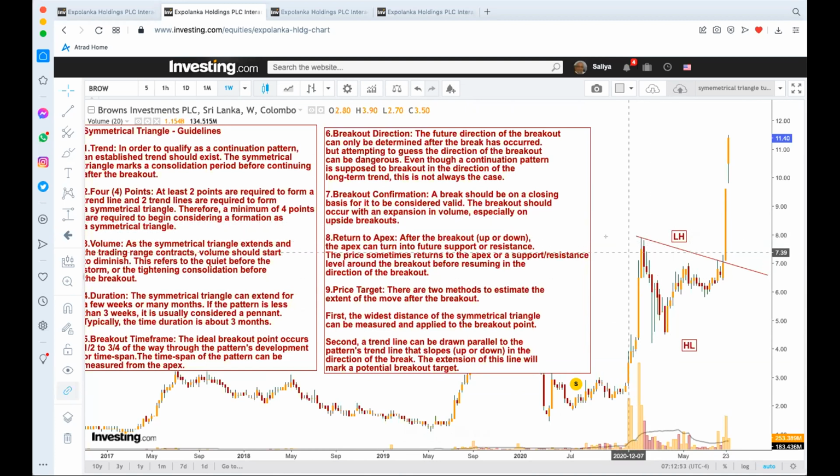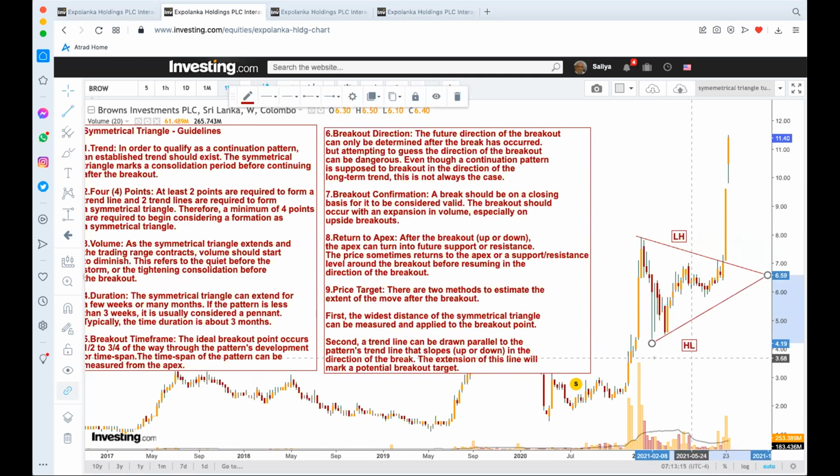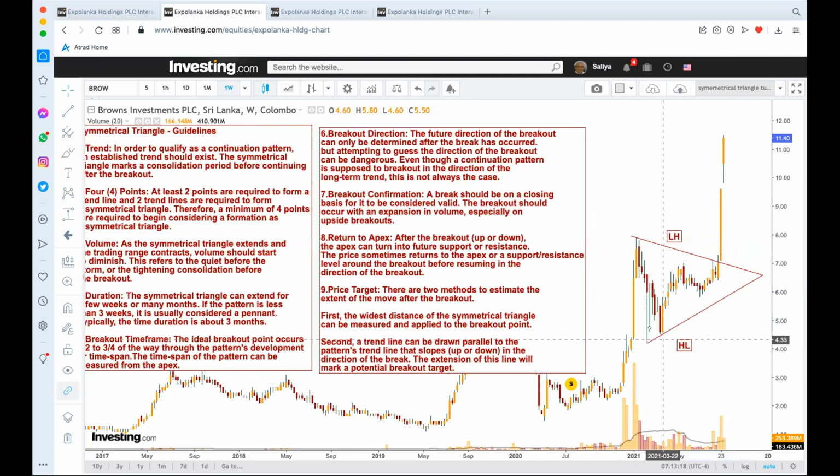Now, this is the downward sloping trend line that I have drawn by connecting the two highs, the lower high formation. Then similarly, on the other side, as I mentioned, I'm going to connect this point and this point and extend it like this. So this is your symmetrical triangle.